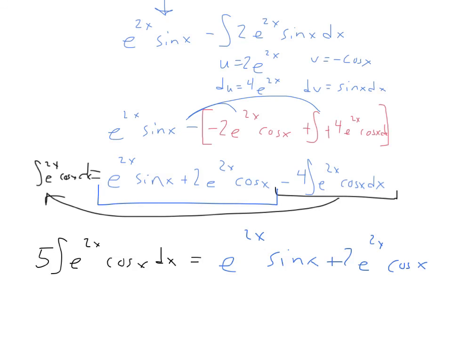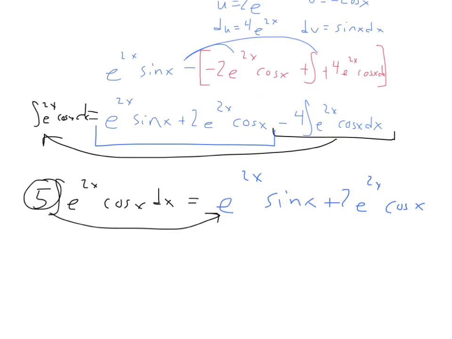Last thing we do is we divide this 5 over to this side. And when I do that, I also kind of factor at the same time. These problems very commonly have that e factor that's ready to come out. So when I do that, I end up with e to the 2x over 5 times sine x plus 2 cosine x. And of course, don't forget your plus C.